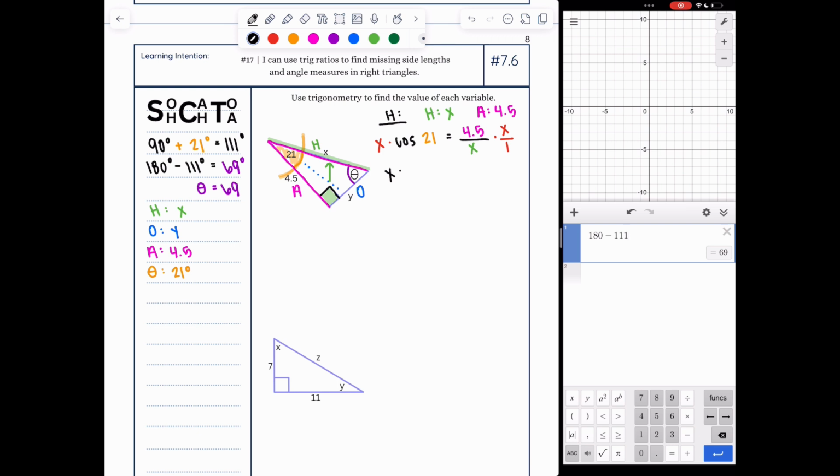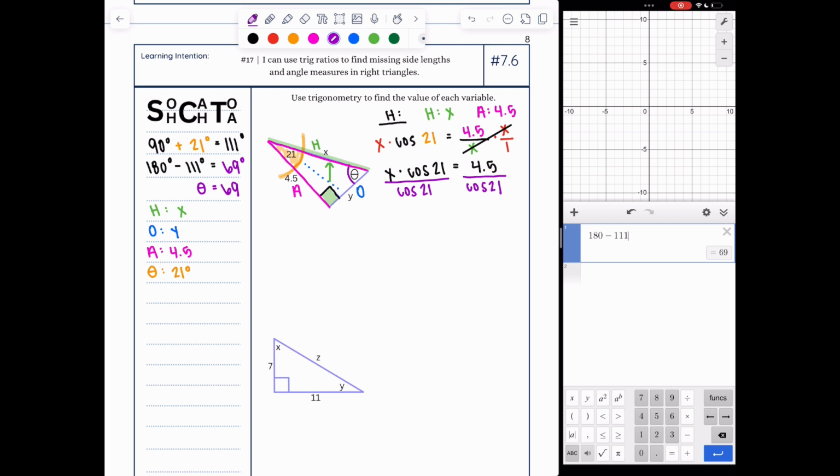On the left-hand side, this is going to look a little bit weird, but x is being multiplied by the cosine of 21. On the right-hand side, when I multiplied by x, I did x divided by x, which canceled that out. So now the only thing that's left over is the 4.5. I'm really close to having the x by itself, but I have to get rid of this cosine of 21 because I just want the x all alone. So I have to divide by cosine of 21 on the left and the right hand side.